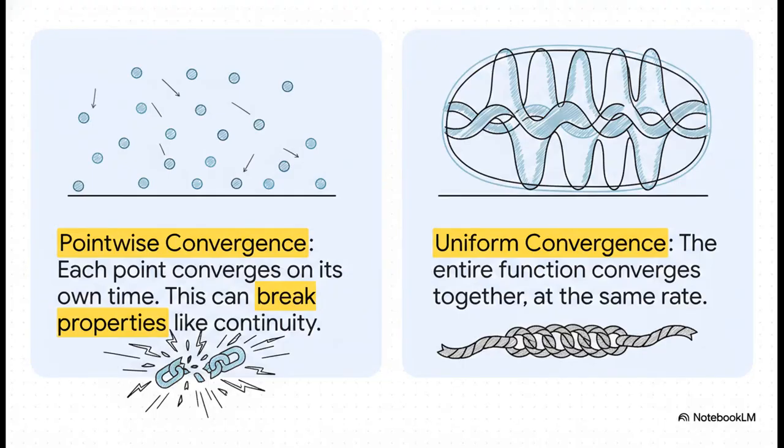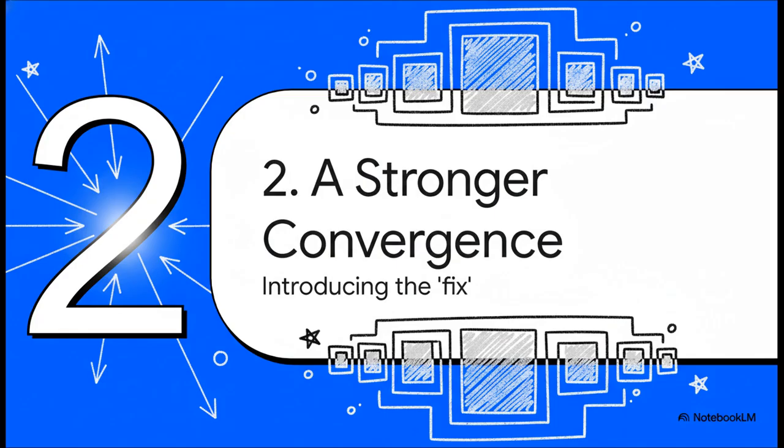So this really lays out the two big ideas head-to-head. Over on the left, you have pointwise convergence. That's our glitch. You can picture each point on the curve just moving toward its final destination on its own schedule, at its own speed. It's that total lack of coordination that lets important things like continuity just snap. But on the right, we've got the fix, uniform convergence. Here, the entire function moves as a team, converging at the same rate everywhere. It's just a much stronger, more disciplined way for things to come together, and it keeps all those essential properties safe. So that leads us right into our second section.